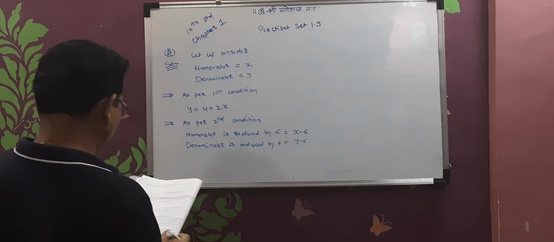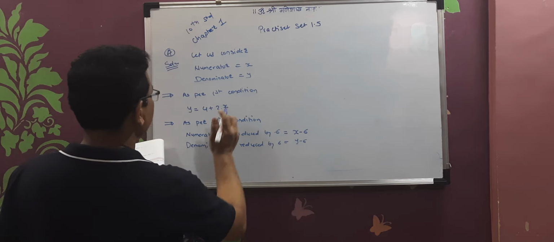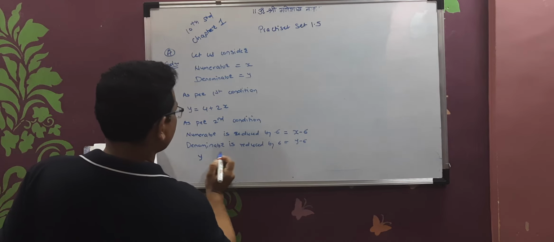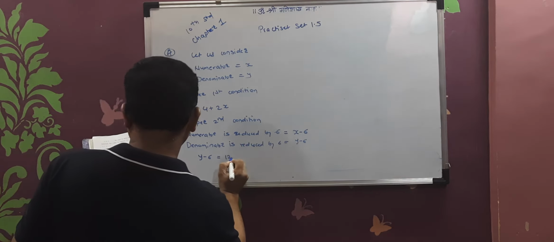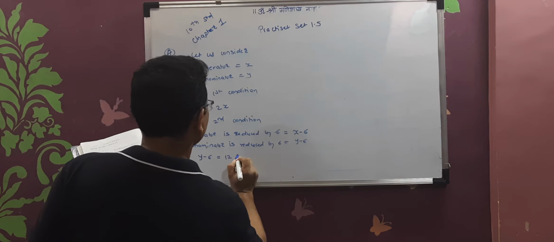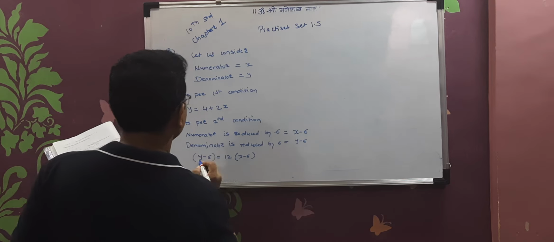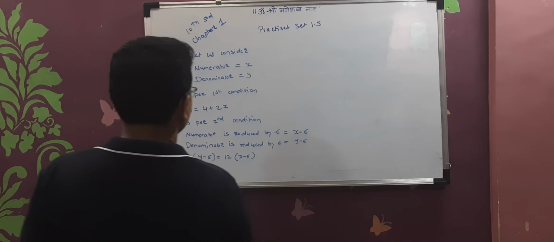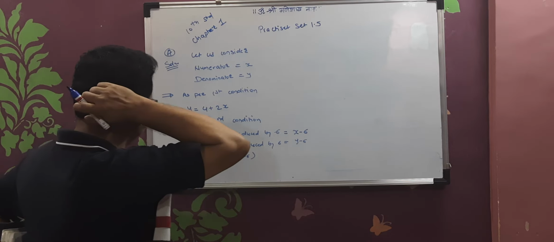Denominator becomes 12 times the numerator. So the denominator is y; in this condition it is y minus 6. It will become 12 times the numerator, and the numerator is x minus 6. So this is the second condition. So we got the first condition and the second condition.